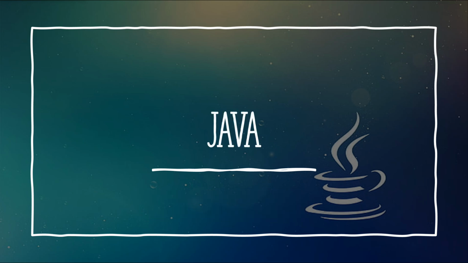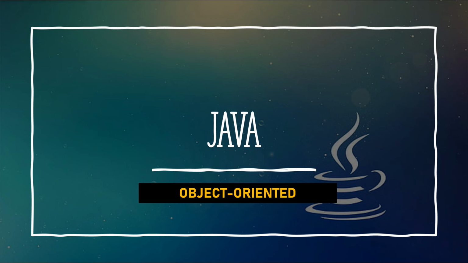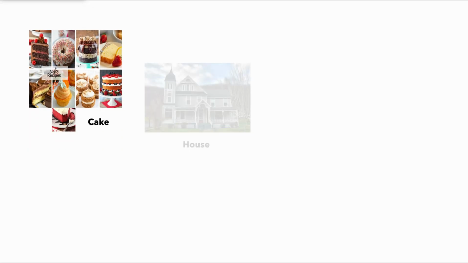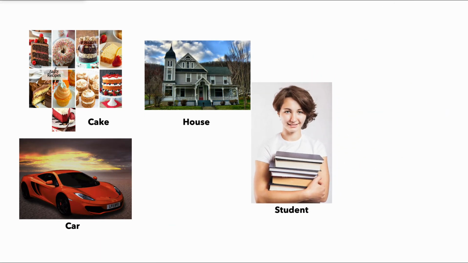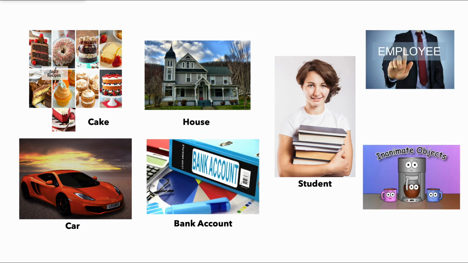Let's look at the first word there, object-oriented. By object-oriented, we're talking about tackling problems in a way that we're thinking of objects. When we think of objects, you think of cake, house, car, student, bank account. It could be employee. It could even be inanimate objects. But all these are what make up our program. And so we're thinking in terms of object. And what are objects again? Things that we can relate to.